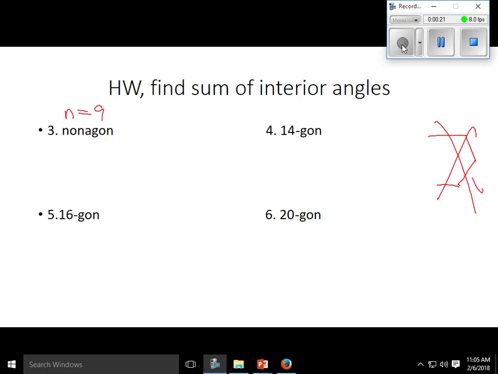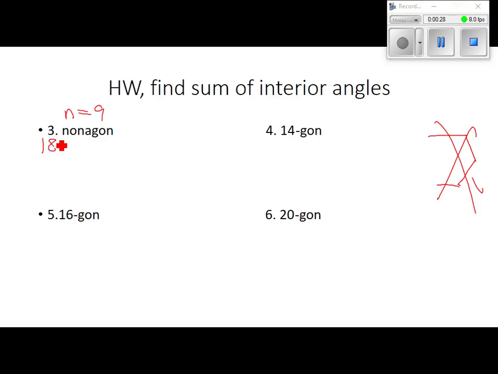n equals 9. It's a nonagon. We want to find the sum of the interior angles. Remember the formula for the sum of the interior angles? I'm going to write it backwards. Is that all right with everybody, or do you want me to write it the way the book shows it? Backwards. So it's 180 times n minus 2.